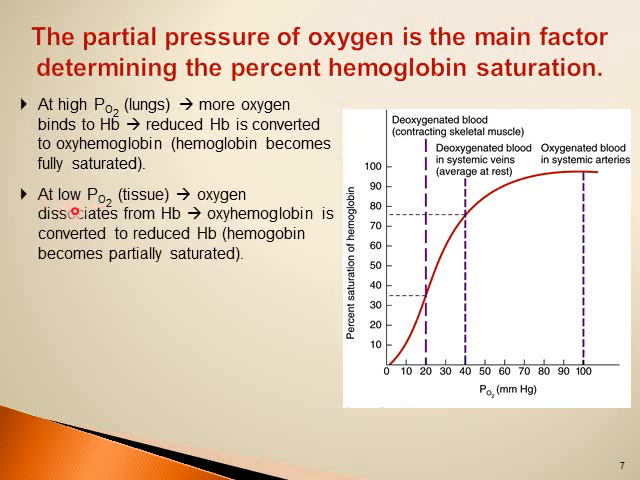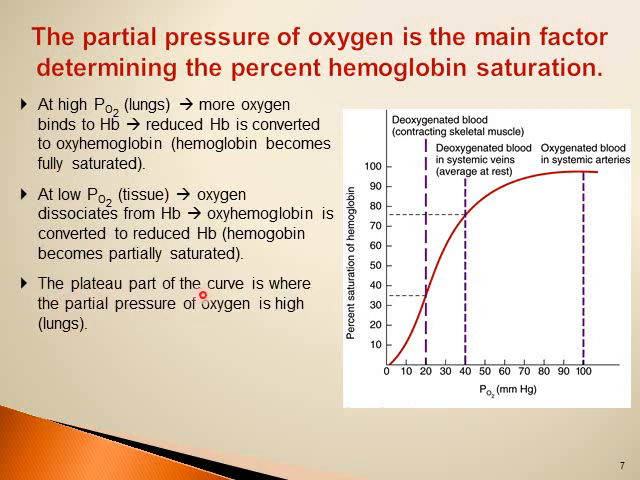At low partial pressure of oxygen, and this is the case in the tissues when the partial pressure drops to 40 millimeter mercury, oxygen dissociates from hemoglobin, and oxyhemoglobin is converted to reduced hemoglobin. Hemoglobin becomes partially saturated. In a normal person at rest, usually 1 out of the 4 oxygen molecules per hemoglobin molecule will be released to the tissue. So the hemoglobin will not release all the 4 oxygen molecules that it carries, it will release only 1 molecule of oxygen to the tissue, and this is again at rest.